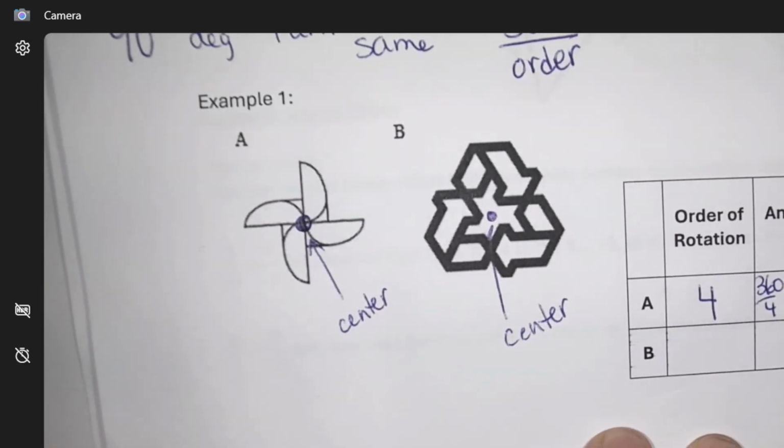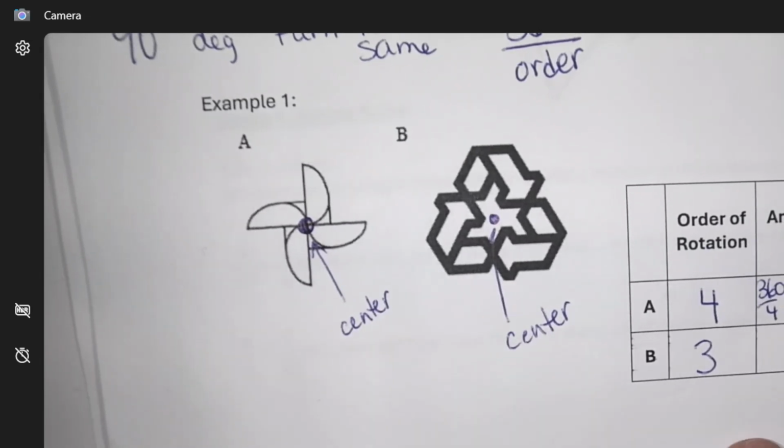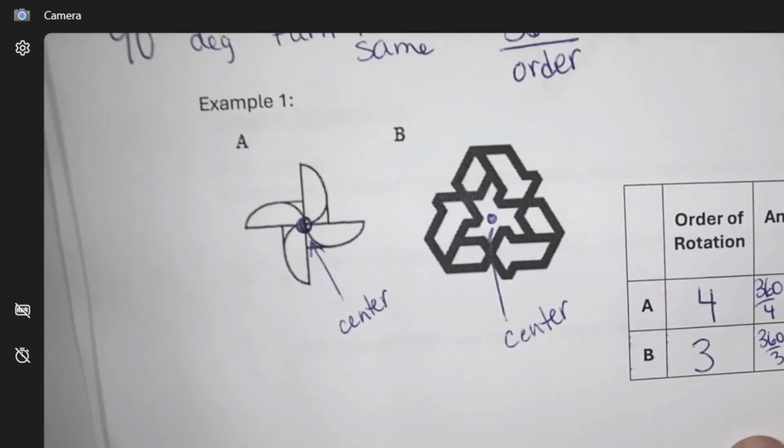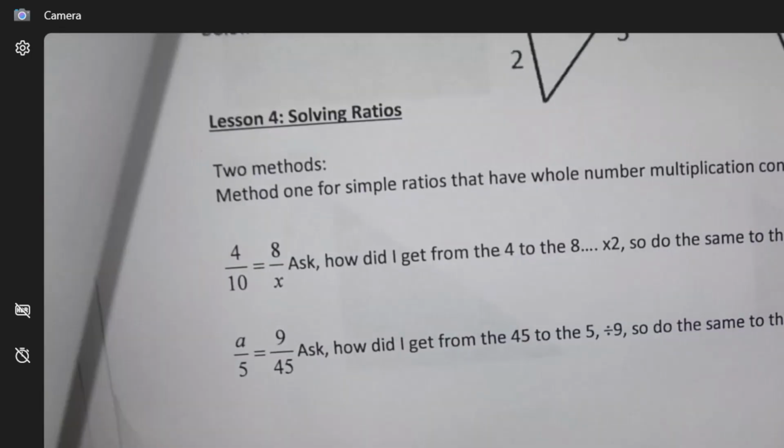Okay, there's my center of rotation. How many spins would you do inside one full circle? 3. 120. So 120 degrees is how much you would have to spin it to be looking the same. So what's the fraction of a circle that I would turn each time? 1/3.